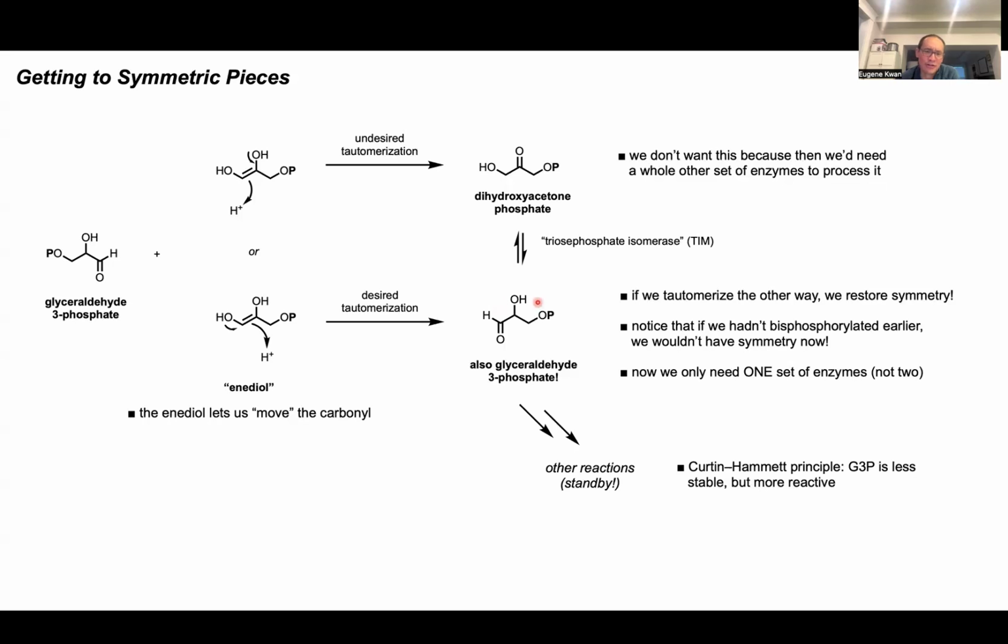And so even though it turns out that this glyceraldehyde is slightly less stable than this dihydroxyacetone, it doesn't matter because equilibrium will just drive the reaction this way, and all the undesired dihydroxyacetone phosphate will go away, right? And that's what we call the Curtin-Hammett principle. Your energies of the sort of starting materials here don't really matter. It just matters which one is more reactive. And so now we can just process glyceraldehyde with one set of enzymes and not two.